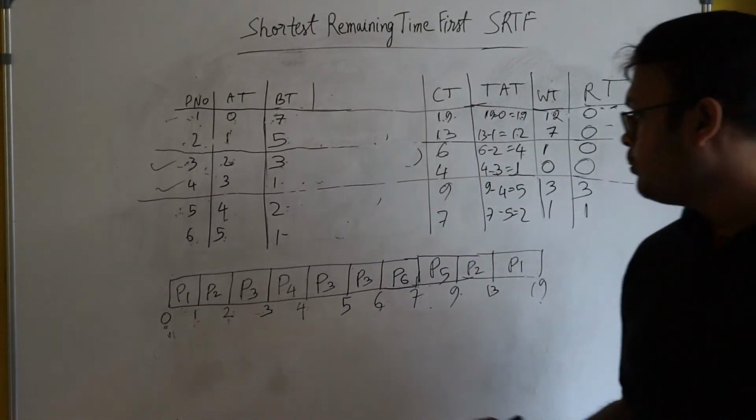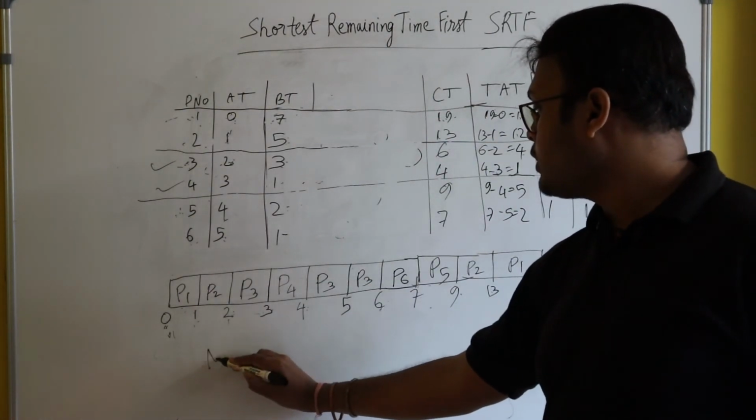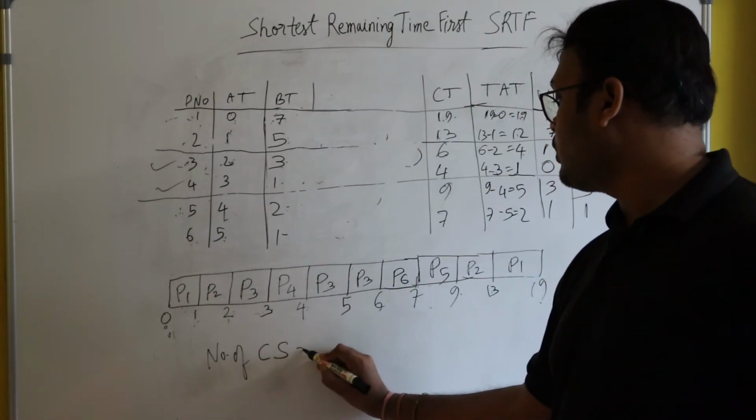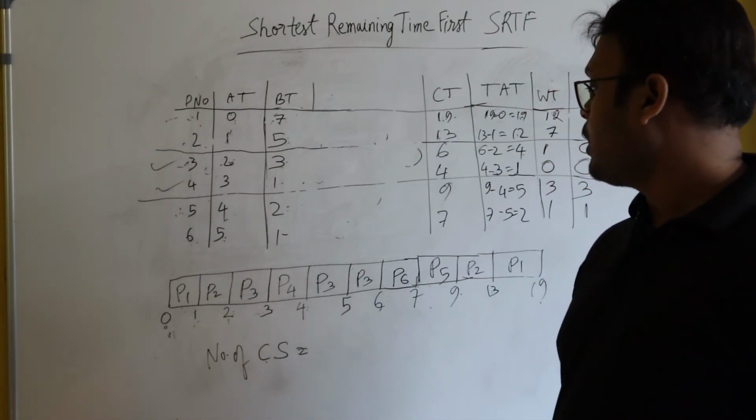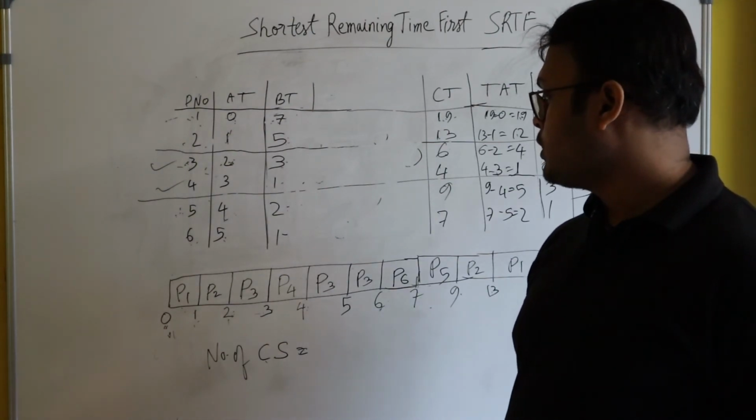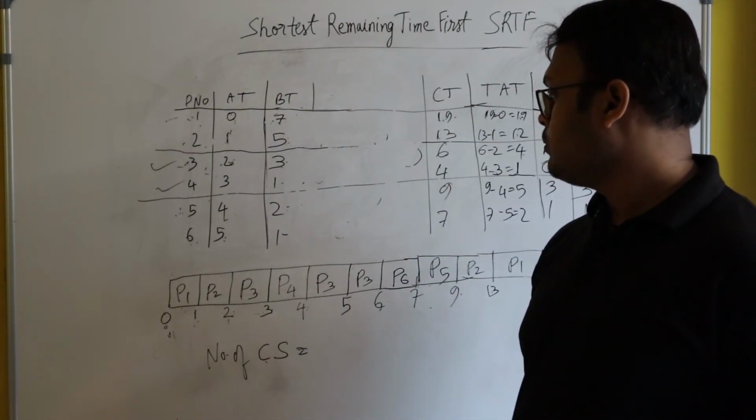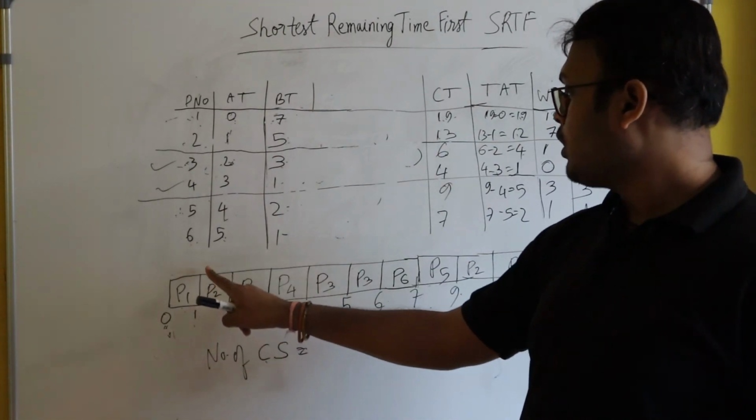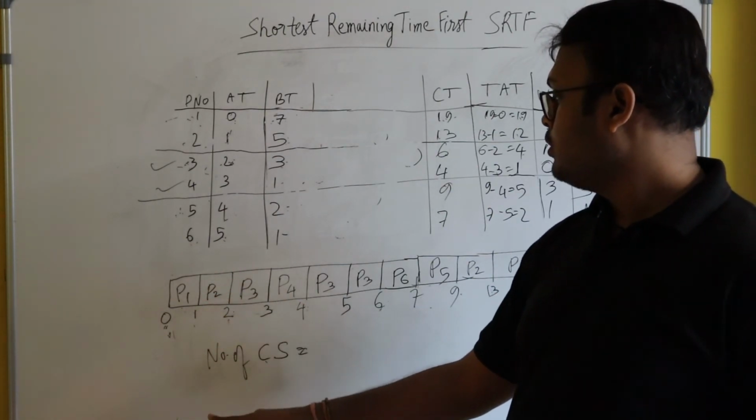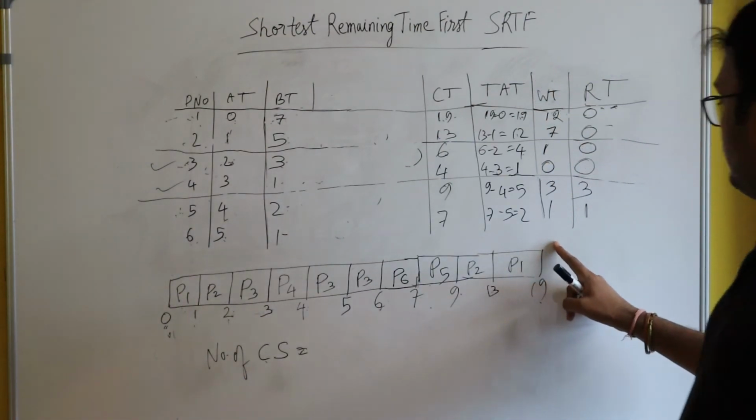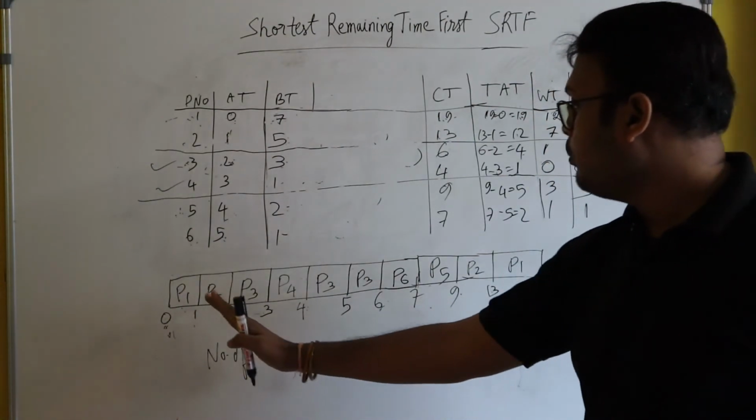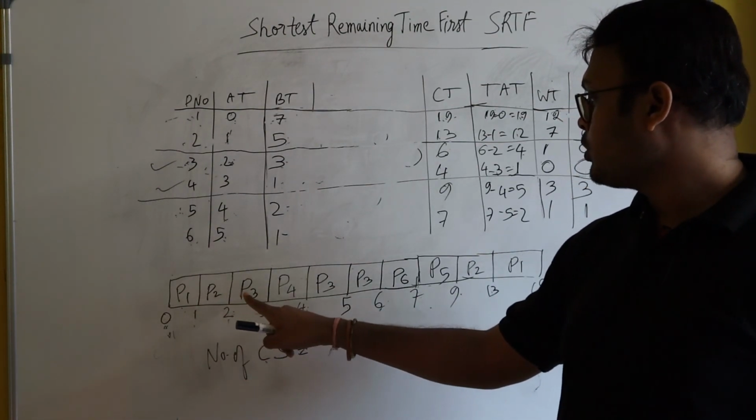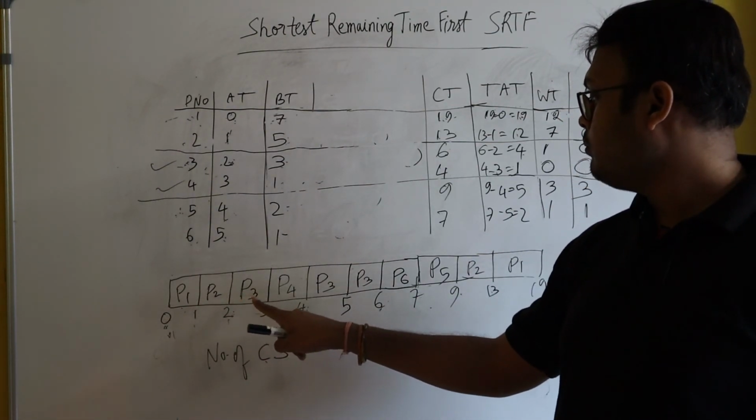Also from here you can find the number of context switching. CS means context switch. How many times does the CPU have to switch? Just count these vertical lines. Don't count this and this. In the middle, how many vertical lines are there? Process P2 to process P3, one time.